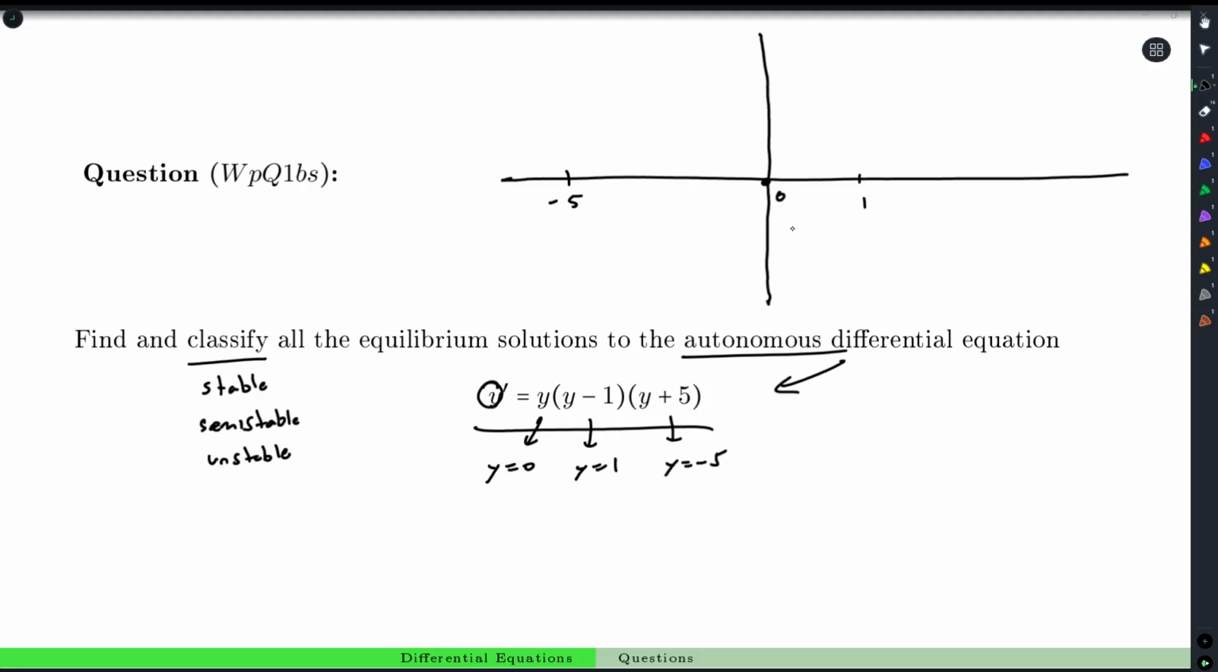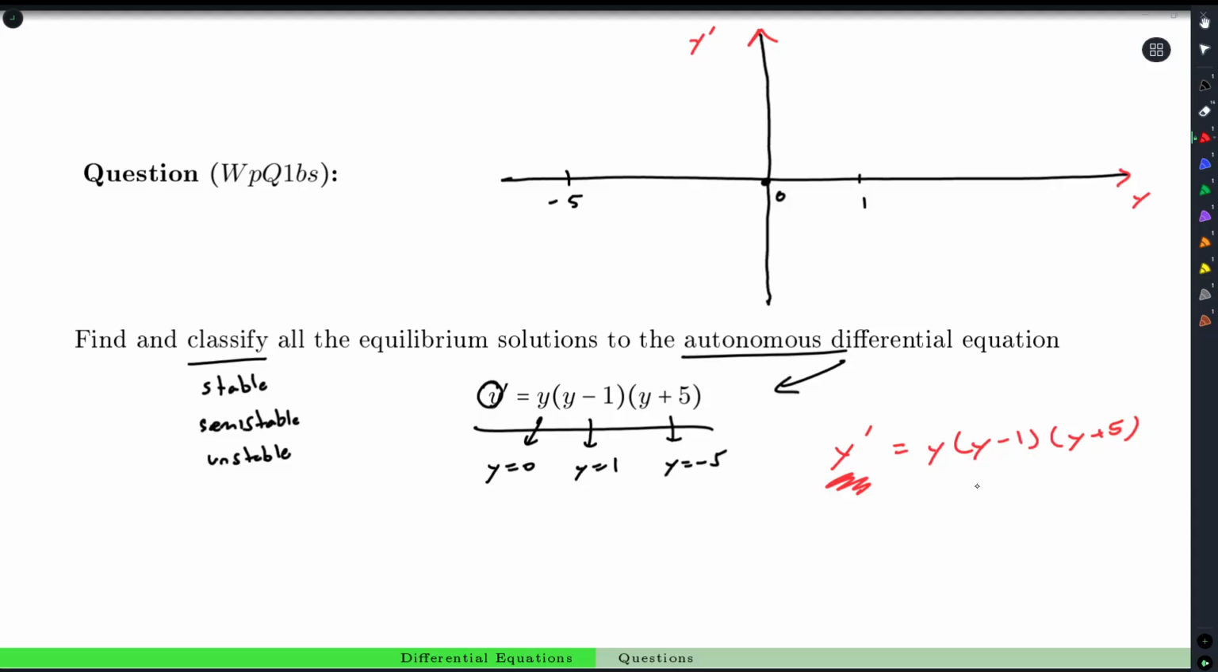Okay, so those are the equilibrium solutions, but how do we bring a phase plot into this? So a phase plot is just going to be the graph. So here's the y, and then this axis here is the y prime. We just plot the graph y prime equals this expression here, y times y minus 1 times y plus 5. Okay, so let's get to sketching our phase plot.